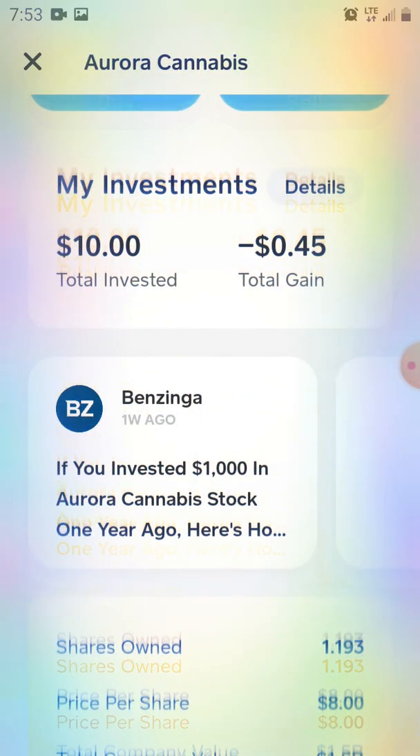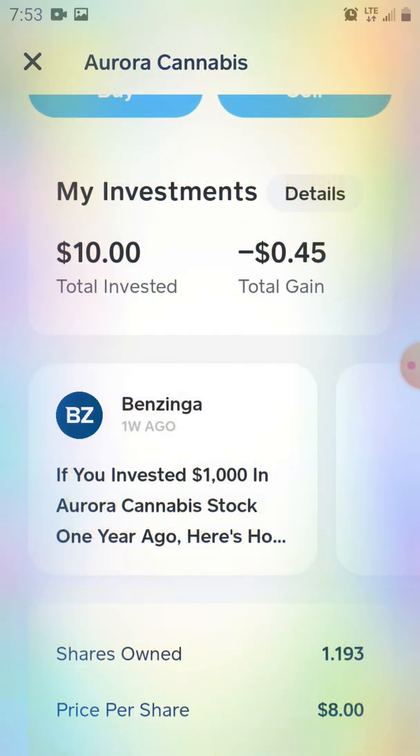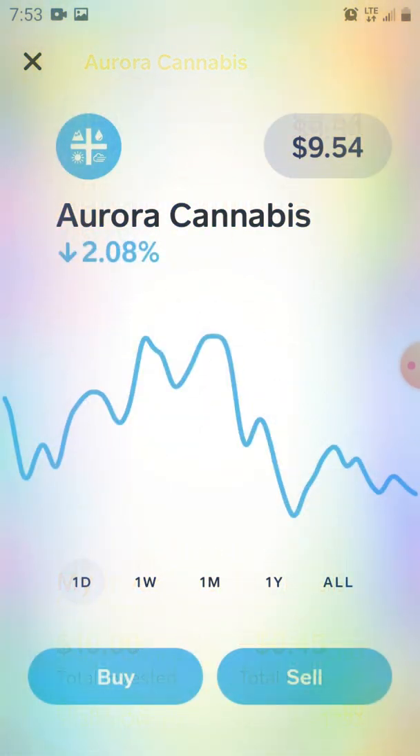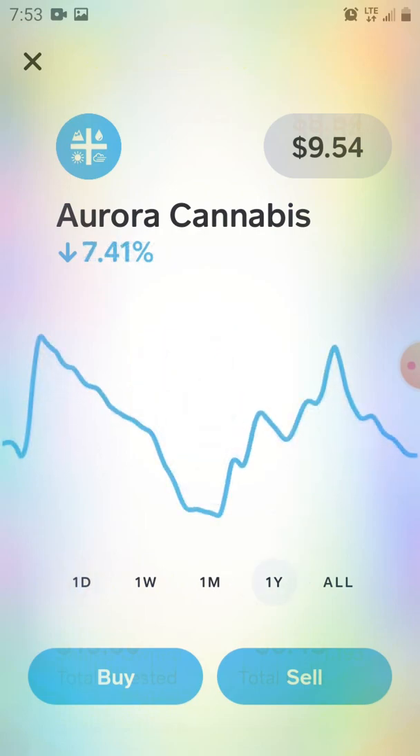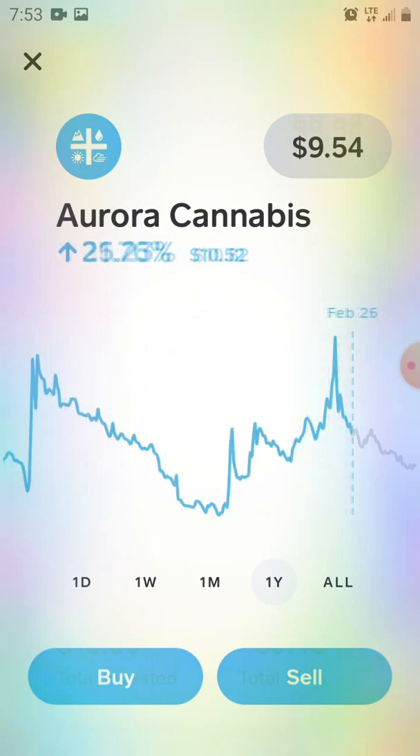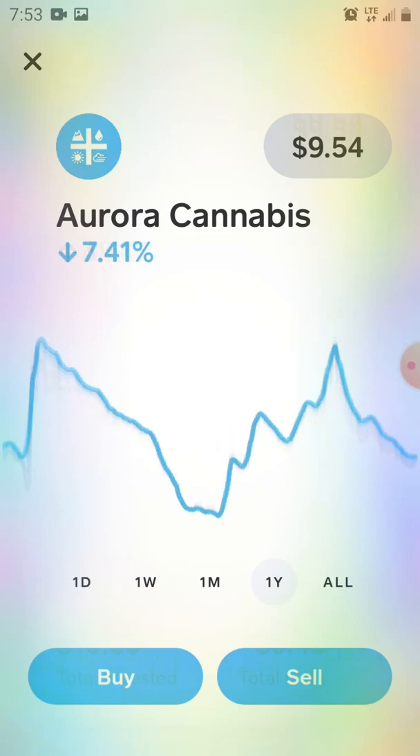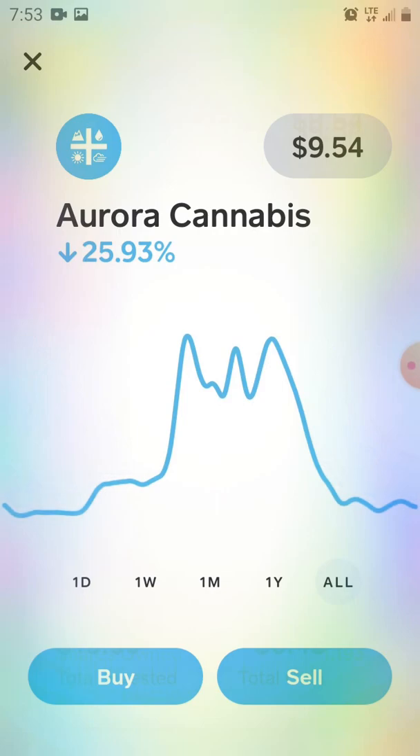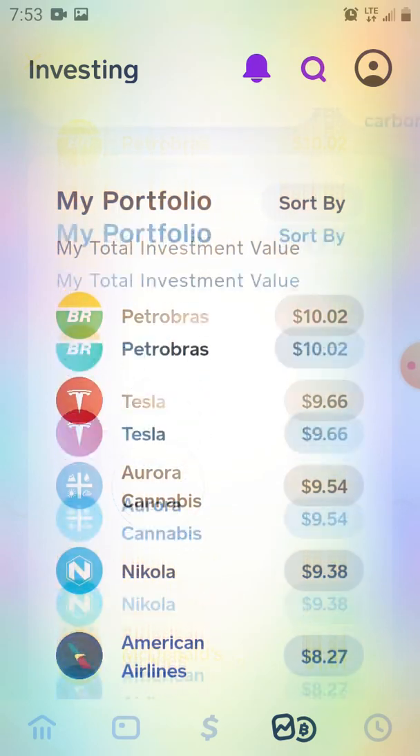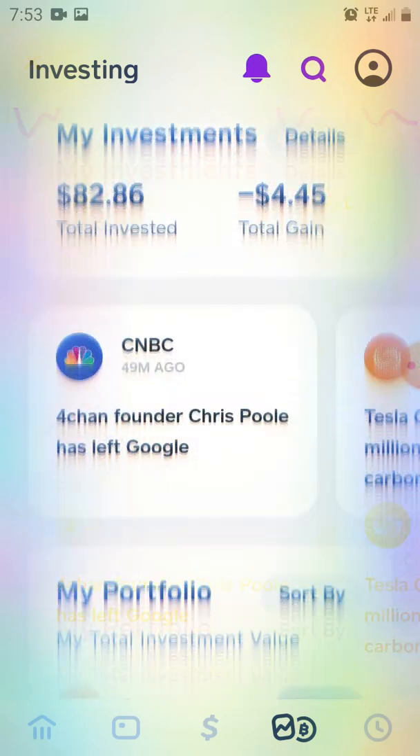Let's see. If you invested $1,000 in stock a year ago, you would have probably been pretty well off. Let's check it out. So it's $8 a share, and we're up to like $13 a share. So it went up $5. But Aurora Cannabis, I think this is a good one. Either way, just have a little fun with it. You know what I mean?